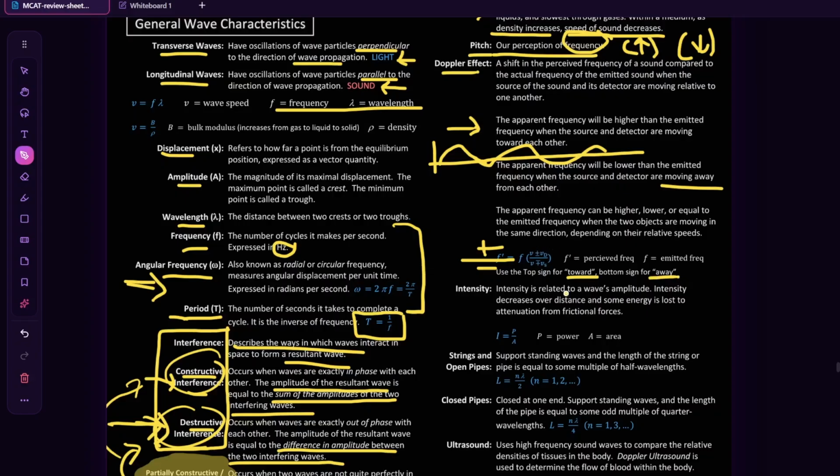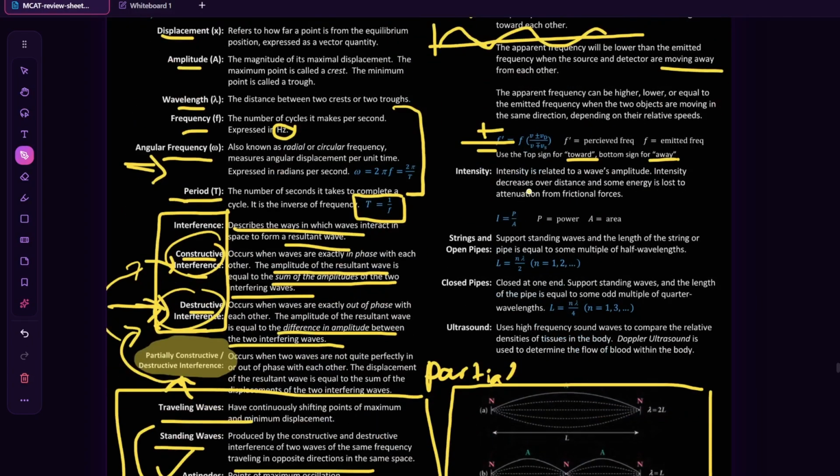Intensity describes how much energy a sound wave is actually delivering, and is directly related to the wave's amplitude. So a bigger amplitude means a more intense sound. Intensity is equal to this here, power over area.